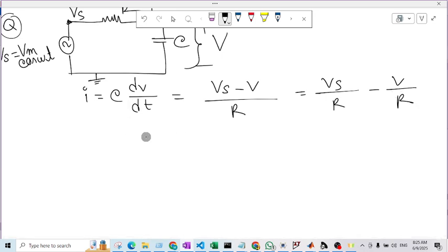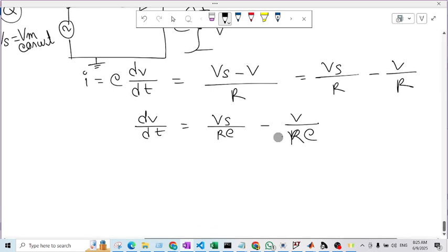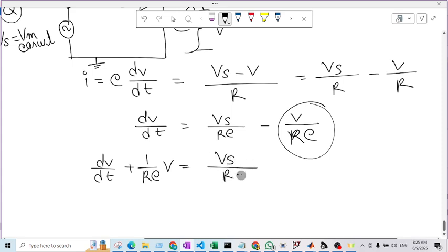Now divide this equation by C. Then write this term on the left hand side, and I will get dV by dt plus 1 by RC times V is equal to Vs divided by RC.